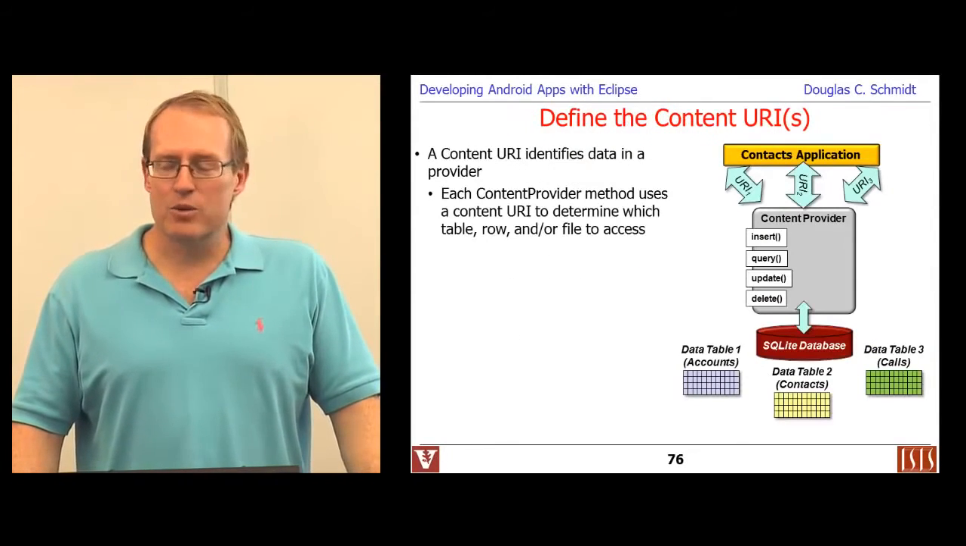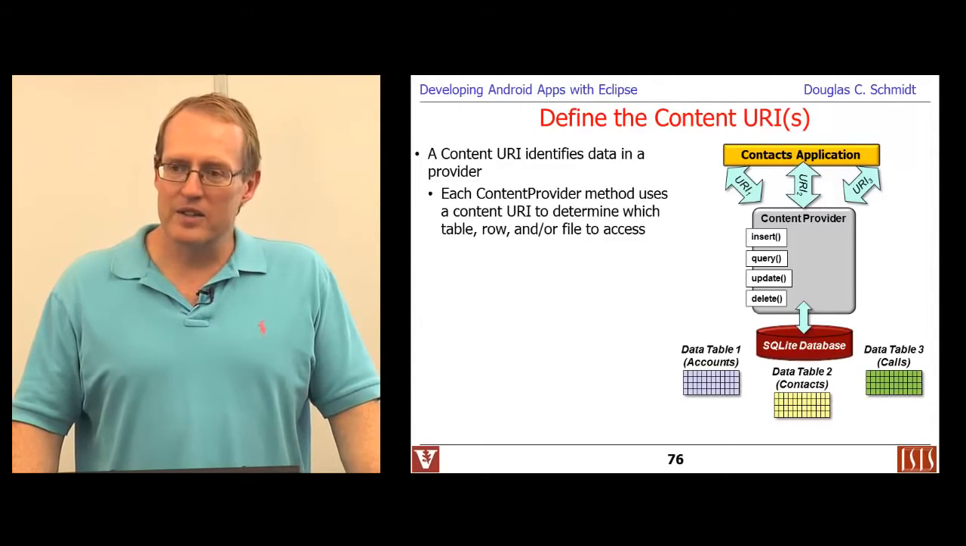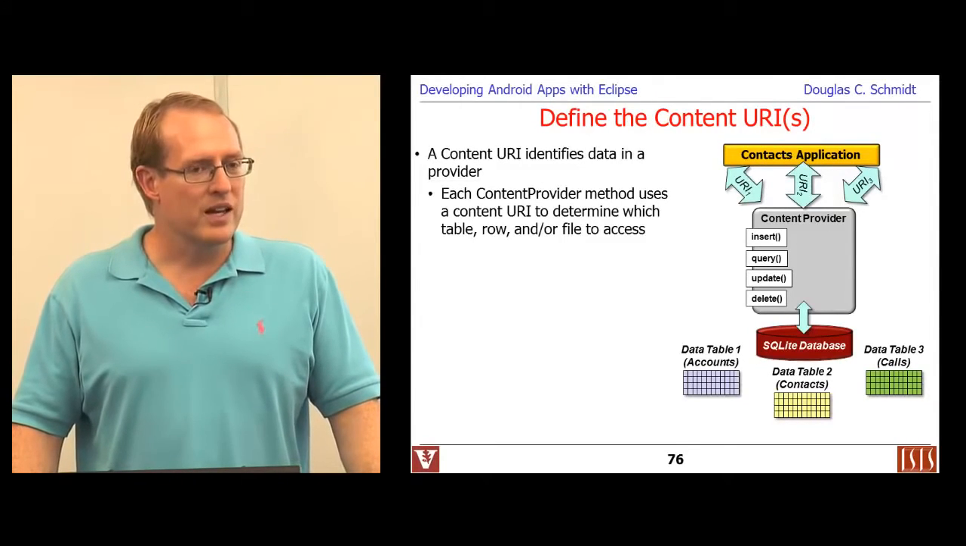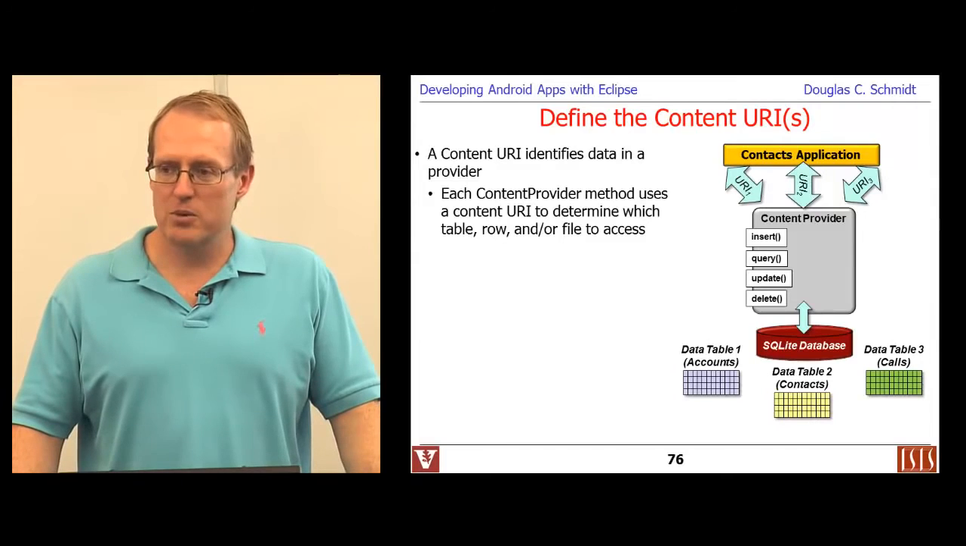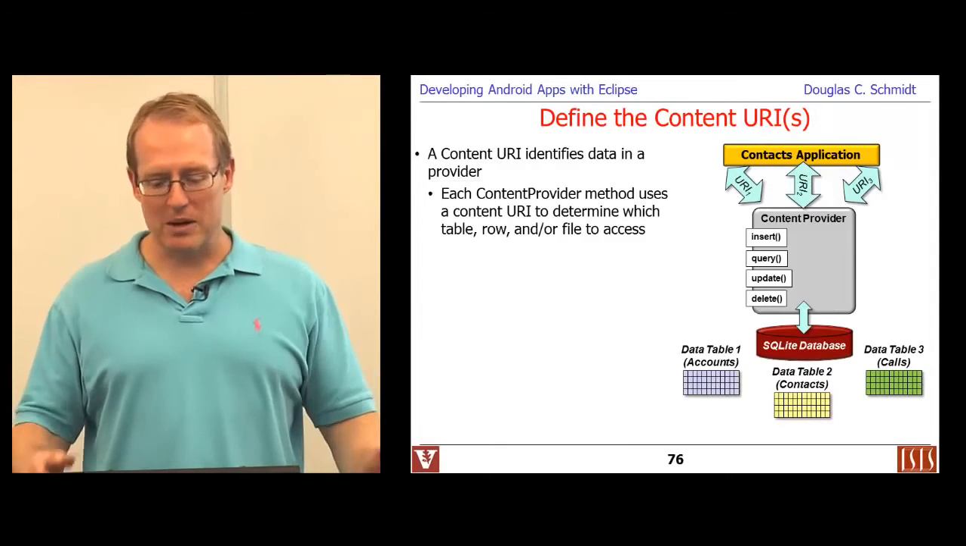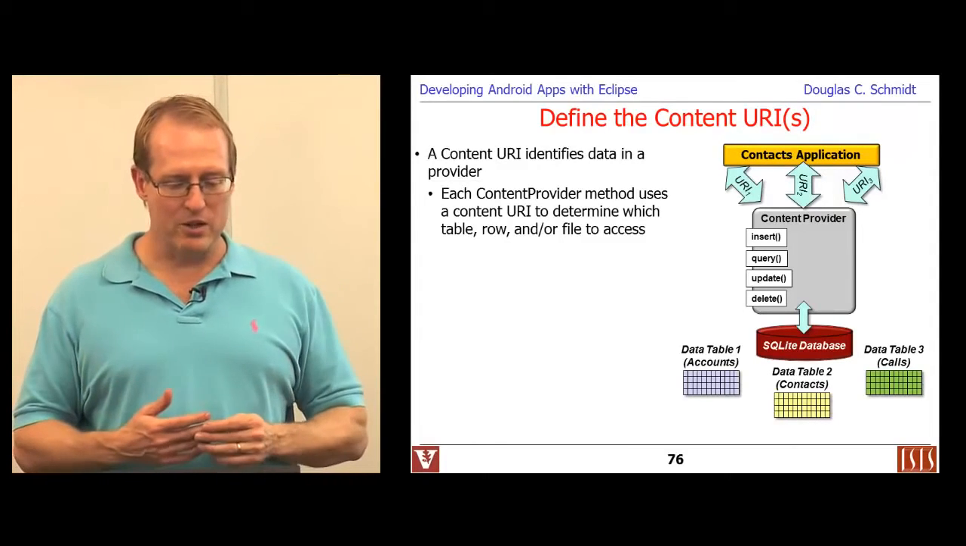Once you've figured out the relational model of the data that you want to be able to export, then you have to figure out how you're going to expose the content URIs. We talked about this a little bit before. Let me give you a little bit more detailed view.